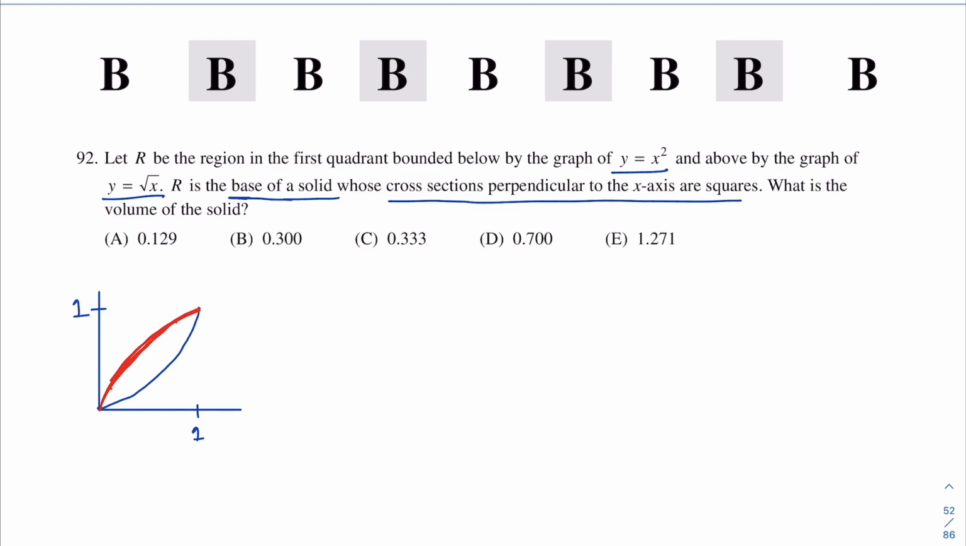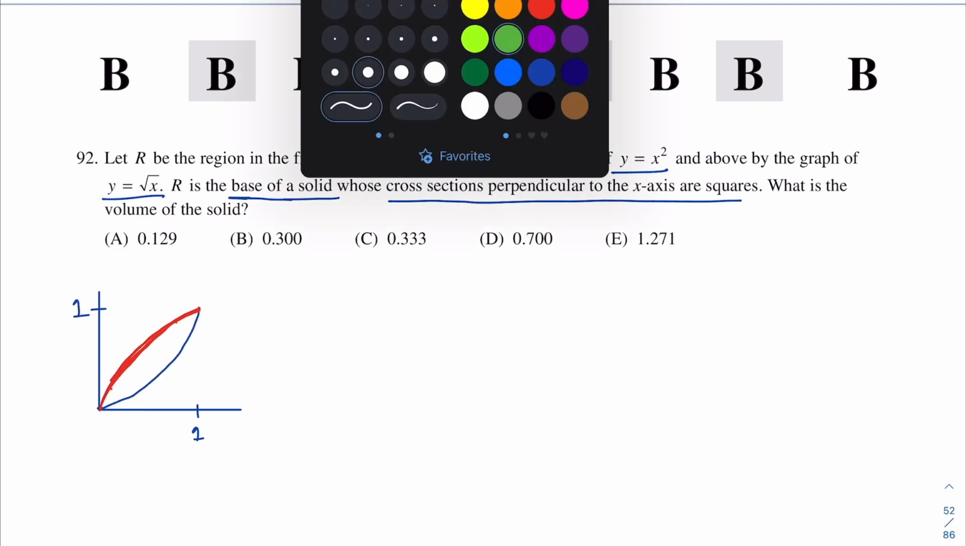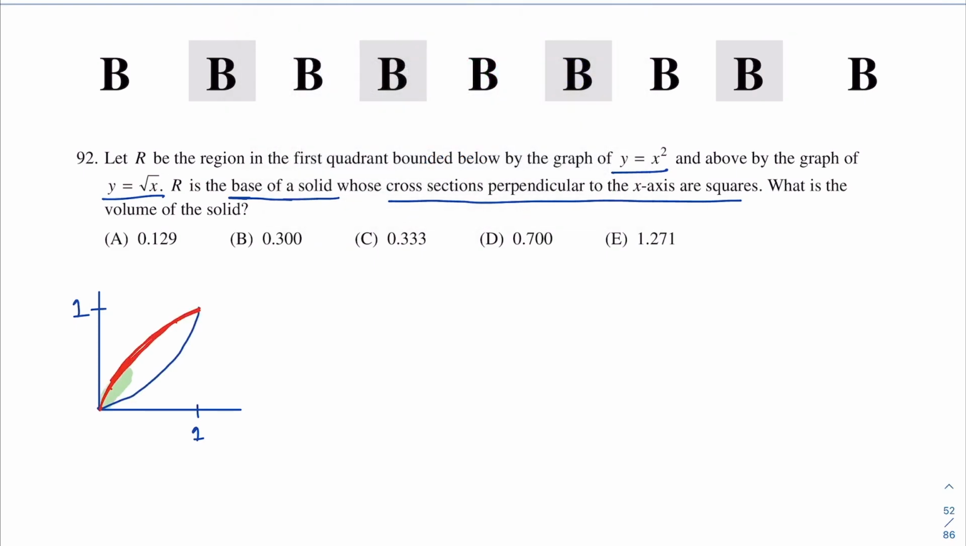Okay, so we're told that R is the region in the first quadrant bounded below by the graph of y equals x squared and the graph of y equals x. So they're saying that it's the region in between these two lines, which is all of this. Okay, so this is R.